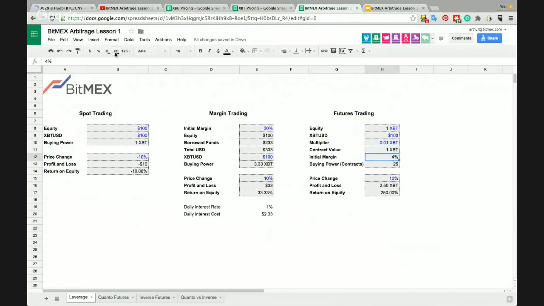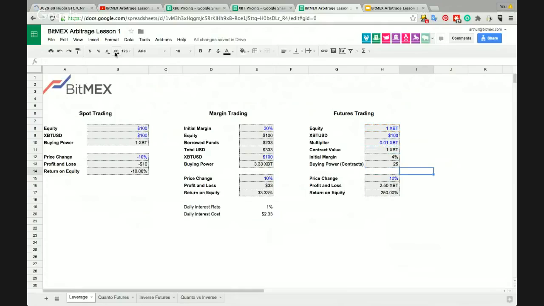Assume that the exchange says that we'll give you 25 times leverage, which means that you would place 4% down as an initial margin, which means that you have a buying power of 25 contracts. And how we get that is, if you look at the formula here, we're dividing your equity by the actual initial margin.